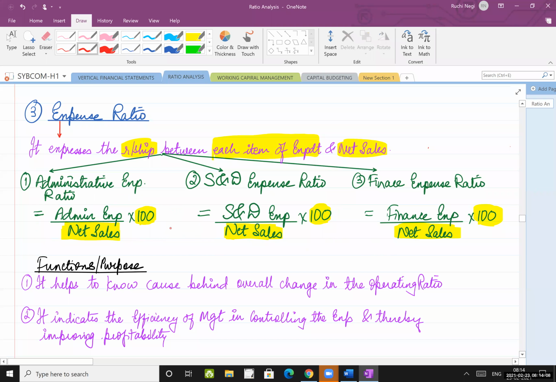Clear? Is this clear to everyone? Acknowledge it in the chat box. Did you understand up to here?